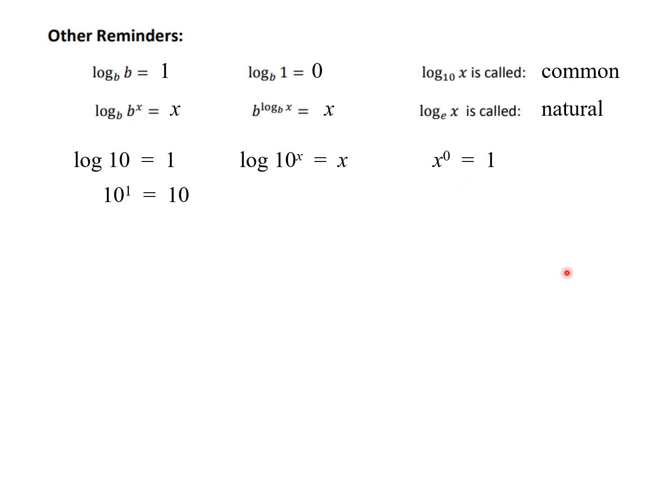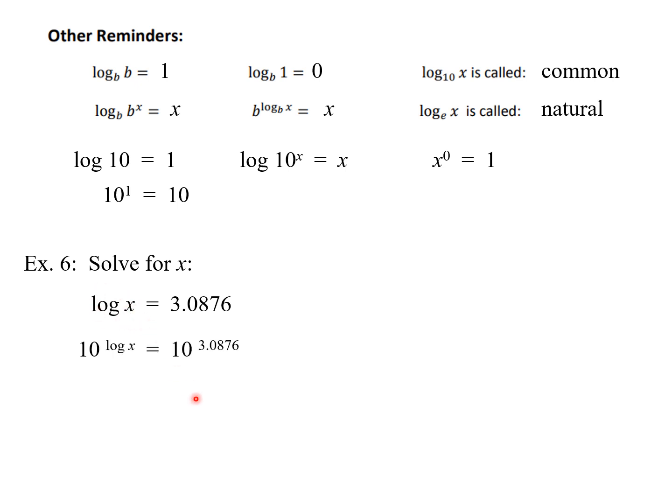Okay, so let's keep these in mind as we solve equations such as this one. We want to solve this for x. Right now, the unknown is embedded within the logarithm. So we're going to take 10 to the power of both sides. 10 to the log of x equals 10 to the 3.0876. Now, 10 to the log of x is just x. Those operations are inverse operations. They cancel each other out, and we just get x.